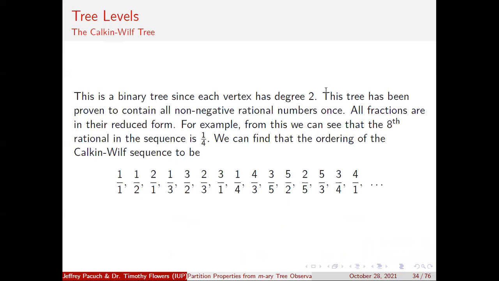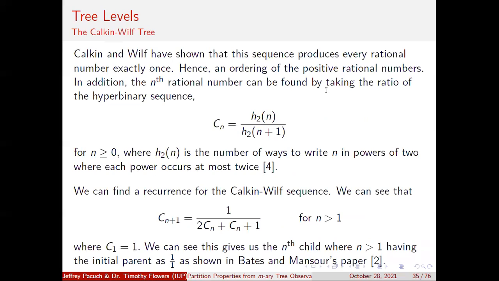We know that each vertex has degree 2 because it's a binary tree. And if I were to just say randomly looking at the 8th term in the sequence, it's going to be 1/4. Okay. So just to recap one more item, we know that the next term in the sequence is by this ratio of hyperbinary partitions. So we know that this will work for n being greater than or equal to 0, where the root is always 1/1. And there's actually another paper by Bates and Mansour.